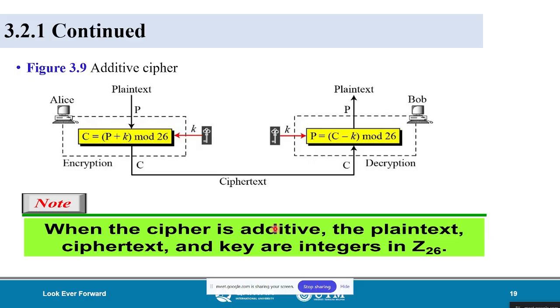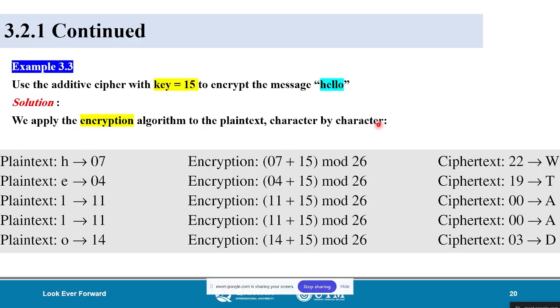And now we will explain why. Okay. Now let's take a look at this. Use additive cipher with the key 15. Now we know the key is 15. Okay. I want to encrypt hello. How would I do that?